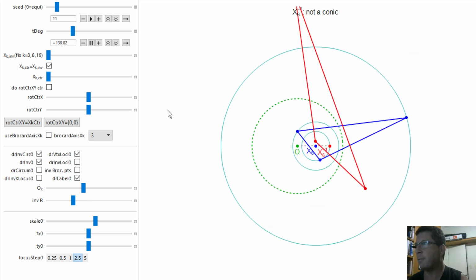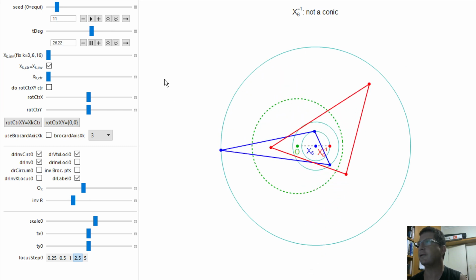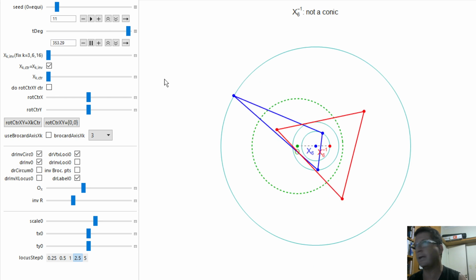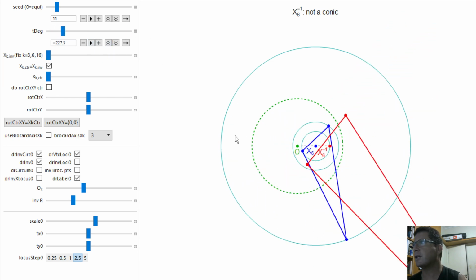I'm going to cover more phenomena in the next few videos about things that relate to this. Let me show you one more thing here, which is what is the locus of the vertices of my red triangle as the blue family rotates. So let's go ahead and show that.